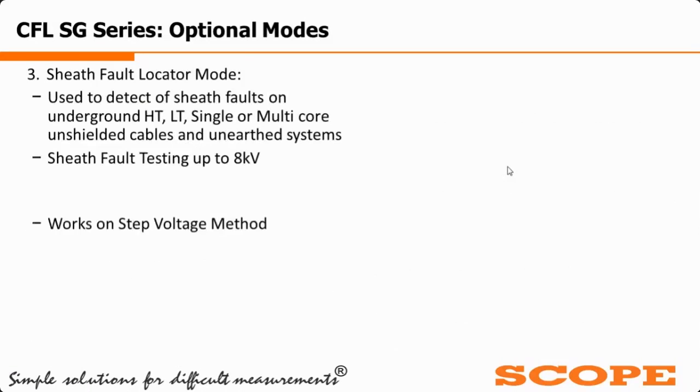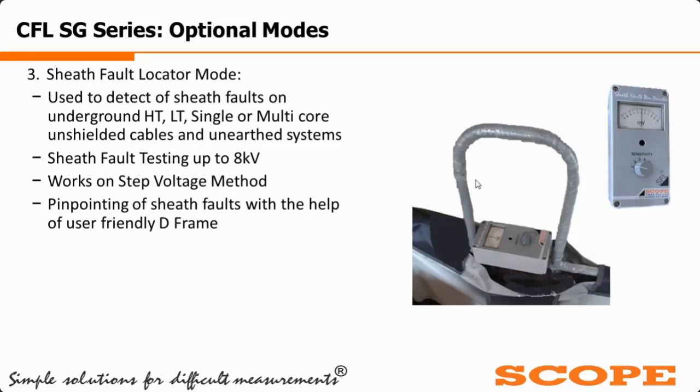The next one is the sheath fault locator mode. This mode is very useful for locating. Let us consider there is a sheath fault or earth fault, meaning the outer PVC jacket of the cable is damaged and the armor of the cable is in contact with the earth. The inbuilt sheath fault locator mode of the surge generator will apply pulsed DC surges into the cable. A special type of DC source is required for sheath fault location.